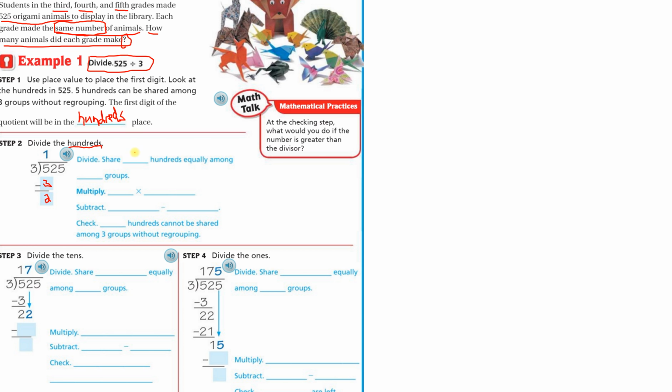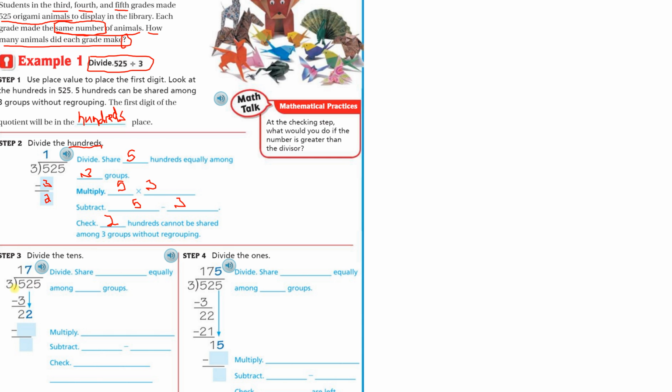Share 500s equally. We're sharing the 500s equally among the 3 groups, our divisor. Multiply 5 times 3, or 3 times 5. Subtract 5 minus 3, and then check. 200s, because that's what's left over, cannot be shared among 3 groups without regrouping. That's true. Okay, now we're on step 3, which is the bring down part. So we brought down the 2 here, from up here.